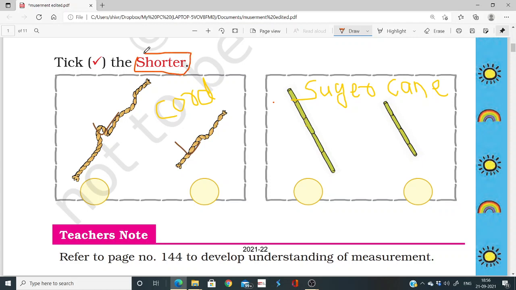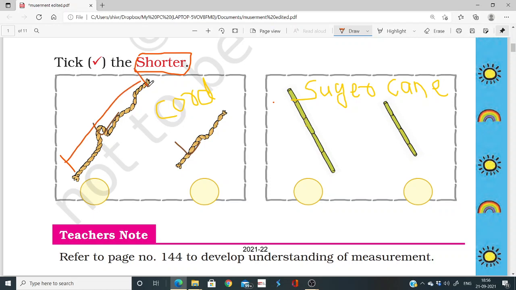Here is one important word. Read the question carefully first, then you will be able to find the answer. Take the shorter. We have to find out which is the shorter chord. Here is the first chord, and in the next picture, the second chord, right?